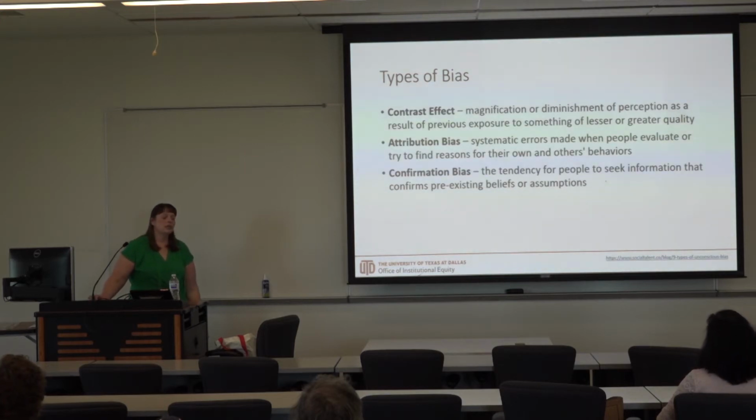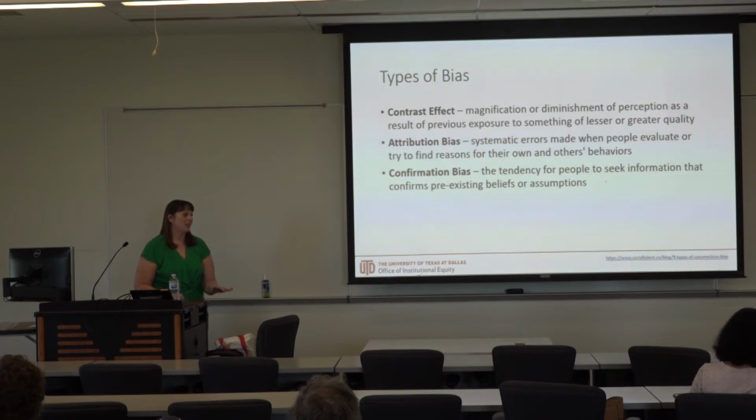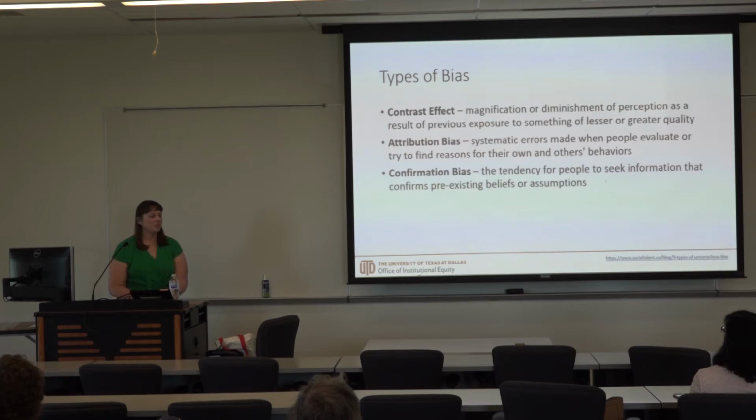Attribution bias is systematic errors that we make when people evaluate and try to find reasons for their own behaviors and the behaviors of others. So when you do something really well and you succeed, it's because of your merit and talent. But when you don't do as well at something, there's some external factor that prevented you from being fully successful. And the reverse is true for other people. When other people do well, they're lucky. But when other people don't do as well, it's because of their personality or their own behavior.